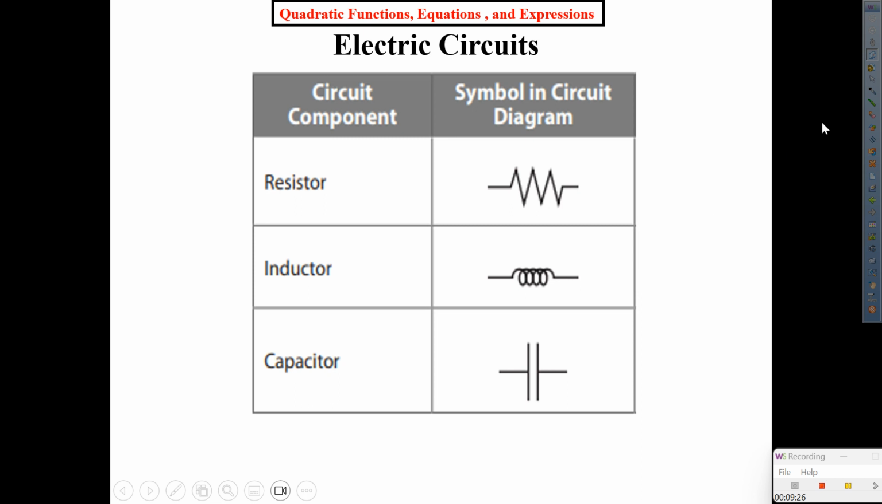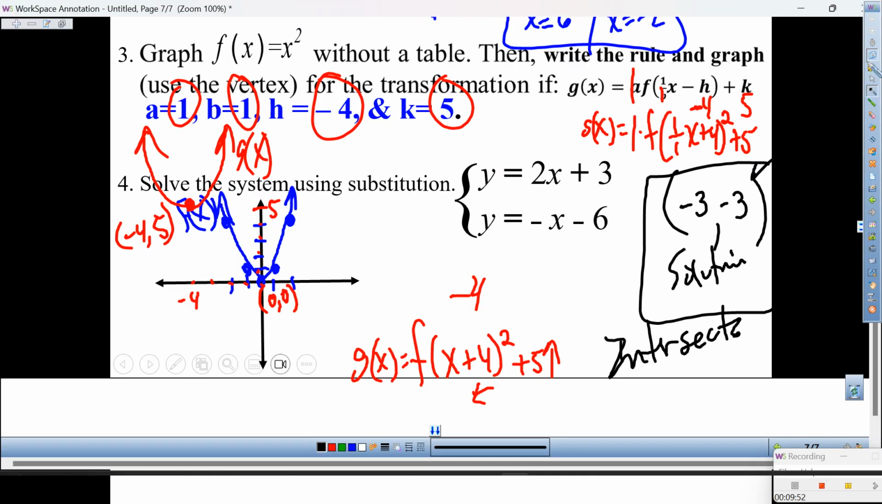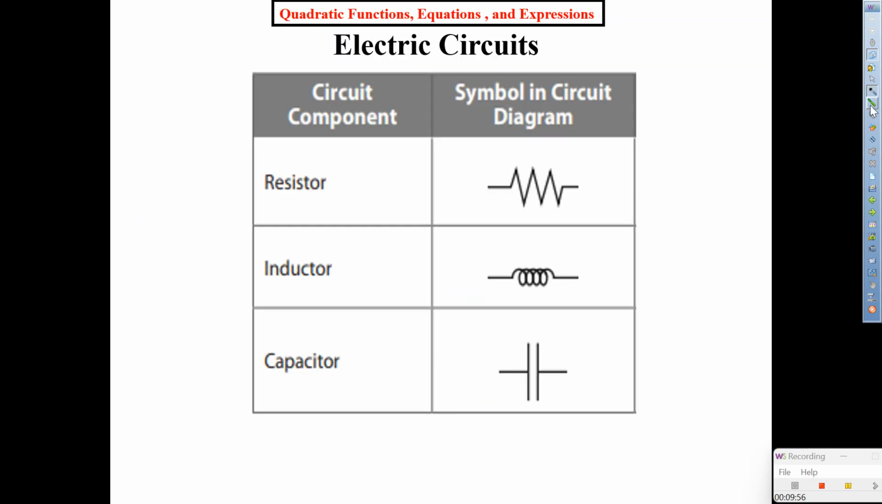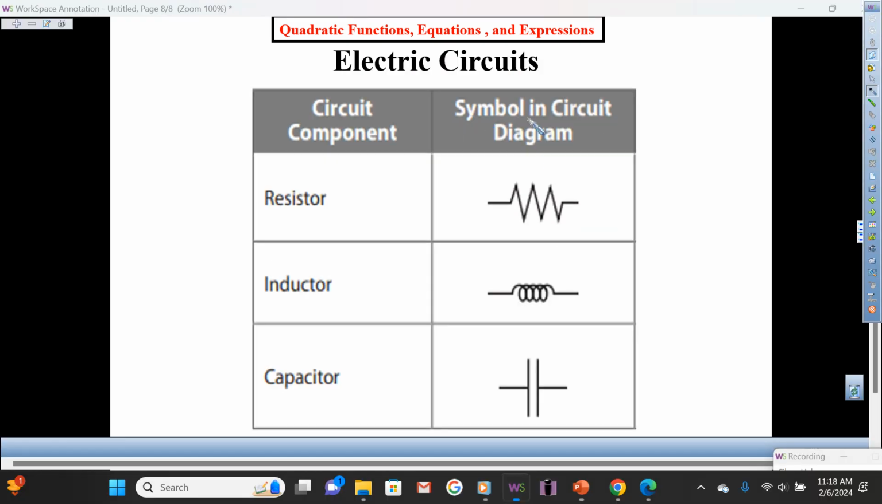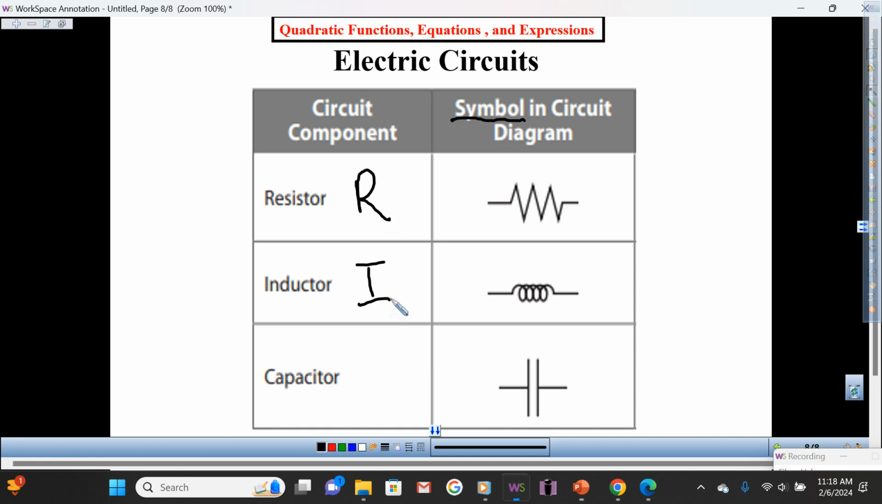All right. So, on your paper, one more time, copy this one on the top left and leave space to the right because we're going to need to write more stuff on the right side of that table. So copy it one more time, please. If you want to shorthand this, just write symbol, and here, circuit component. Next to resistor, I'm going to use the letter R. For inductor, I'm going to use the letter I. And for capacitor, the letter C.